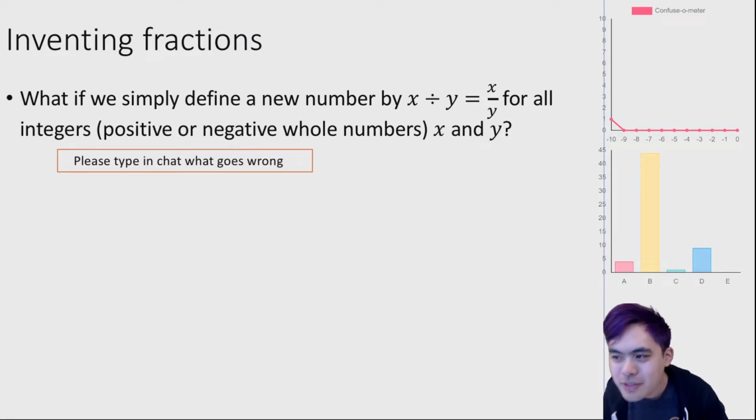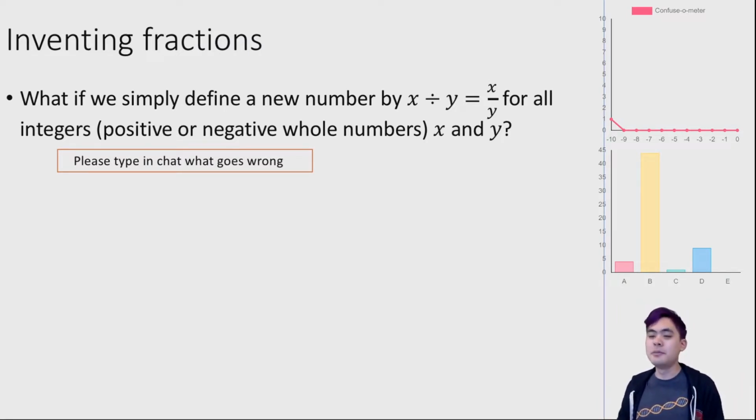So there are a couple of things that go wrong here. One of them I already sort of mentioned. One is that if y is equal to 0, weird stuff happens.